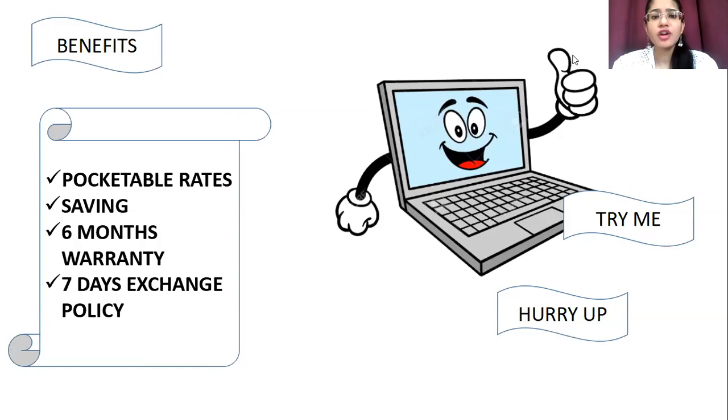Now, overall, pocketable rates are there, you get good savings, a warranty period of 6 months, and an exchange policy of 7 days. So why not try refurbished products? You can definitely try these refurbished products.